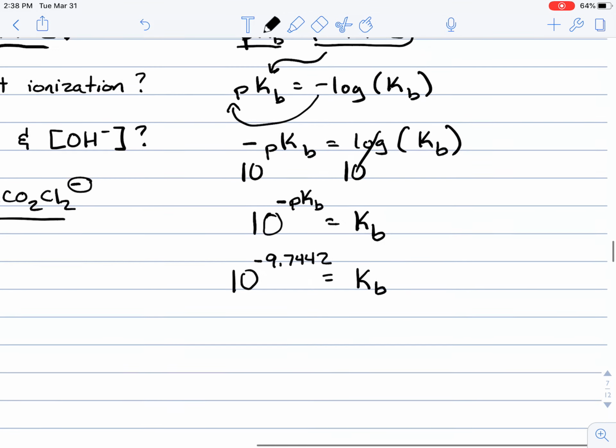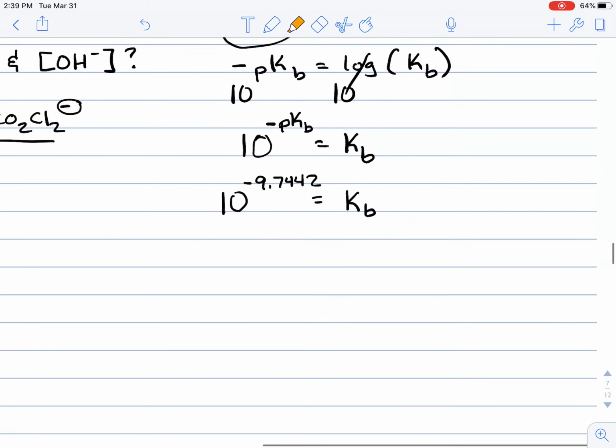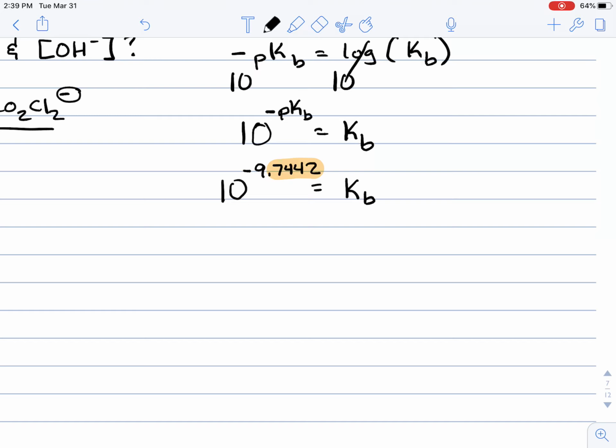Since this form has already been negative logged, for sig figs we want to report 4 significant figures because there are 4 places after the decimal. Once again, since there are 4 places after the decimal, when we write our answer down for Kb, we have to report 4 significant figures. If we plug that into our calculator, our Kb value is going to be 1.802 times 10 to the negative 10.